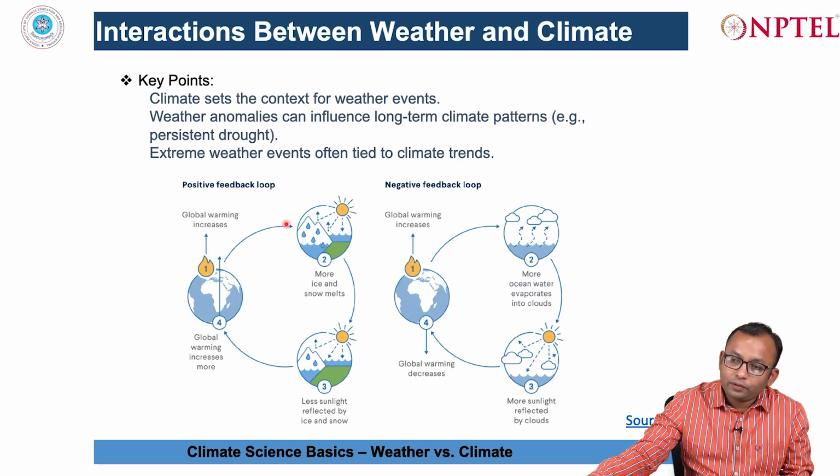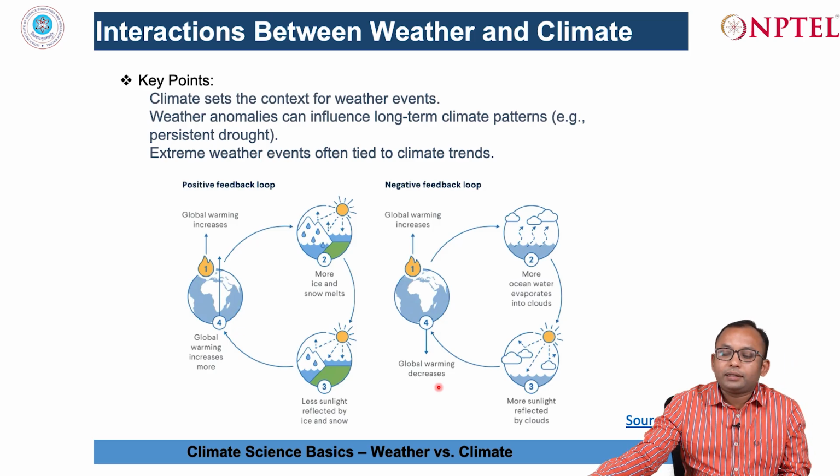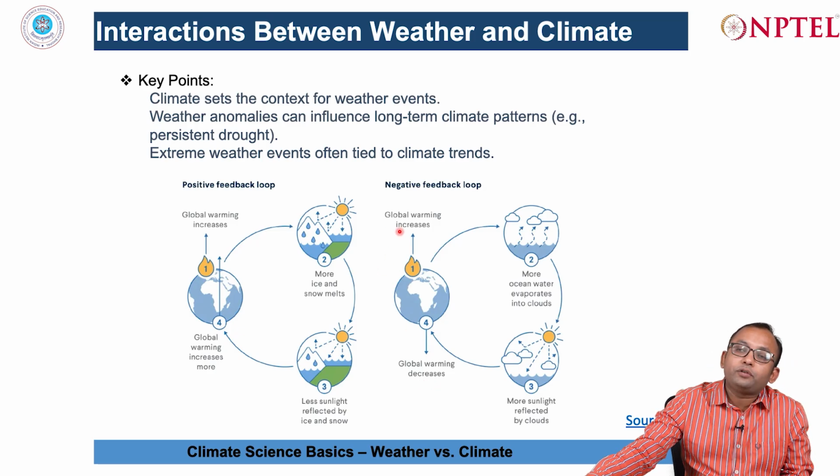There is another feedback loop, called a negative feedback loop. Let us say global warming is increasing, which leads to more ocean evaporation into clouds. Sunlight is then reflected by this cloud formation because of the enhanced water evaporation into the atmosphere, and that leads to a decrease in the global warming conditions. That is also possible, and therefore this is also called a negative feedback loop.